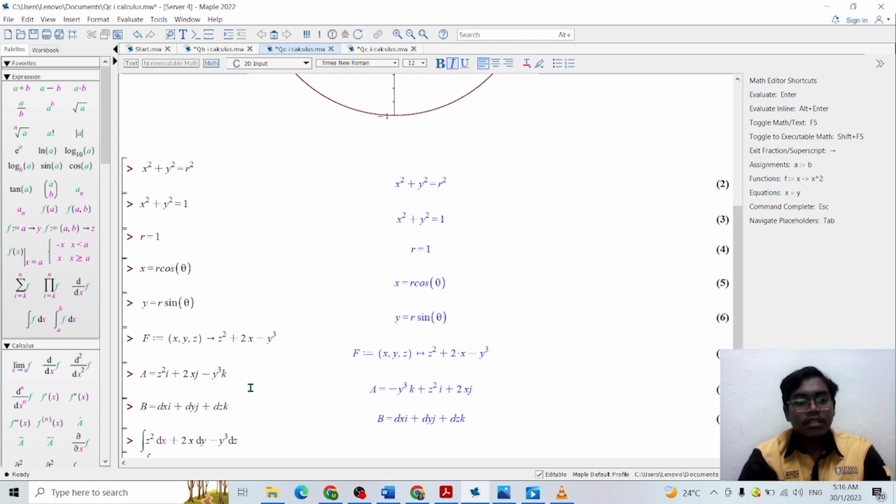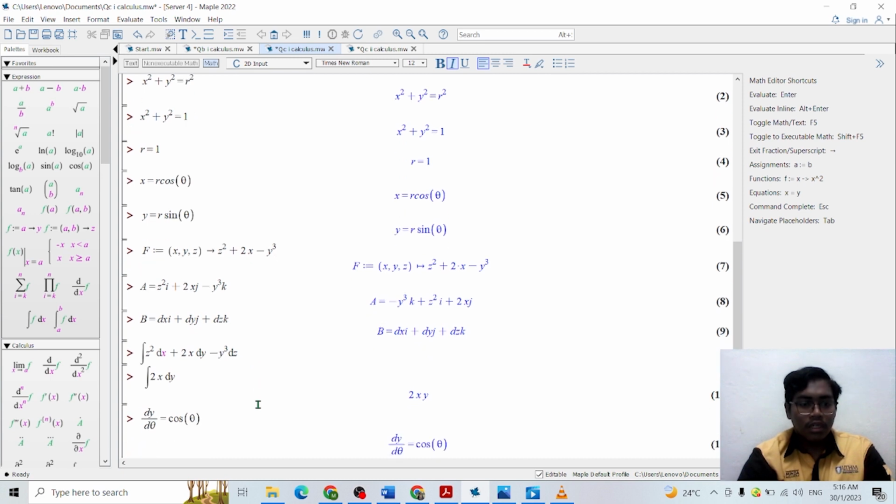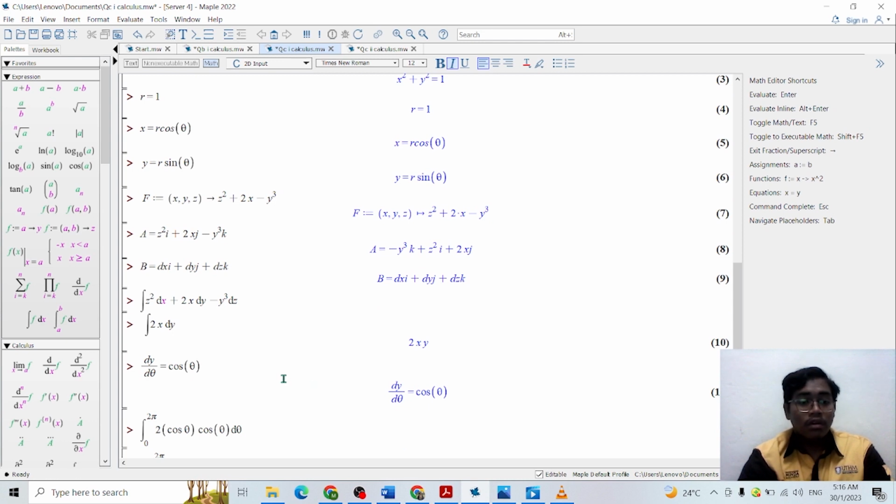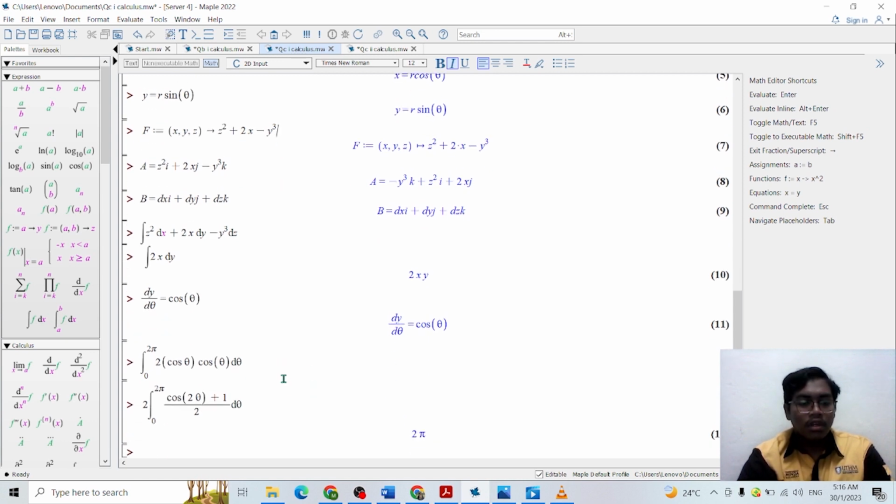Then we define z squared i plus 2x j minus y cubed k for A, and dx i plus dy j plus dz k for B. Then we integrate the dot product, which is z squared dx plus 2x dy minus y cubed dz. The answer of the integration that we get is 2xy. Then we define that dy over d theta is equal to cos theta. Next we integrate 2 cos theta times cos theta d theta. From the integration, we get the answer of 2 pi for the left hand side.